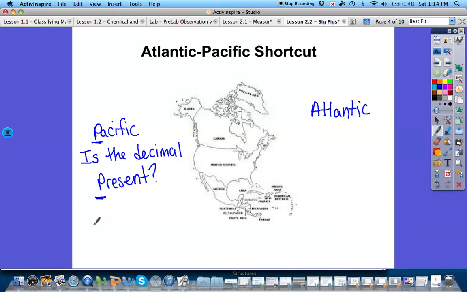So if I give you the number 0.005060, the decimal is present, so we are going to start on the Pacific side of the number, or the left side of the number. We are going to go over to the first non-zero digit, which is the 5, and go all the way to the right. So we have 4 significant figures in that number.